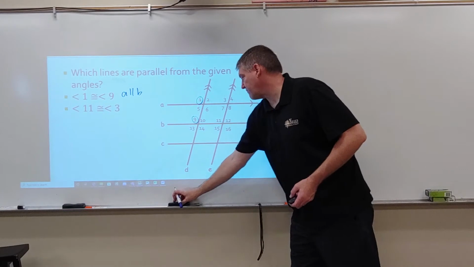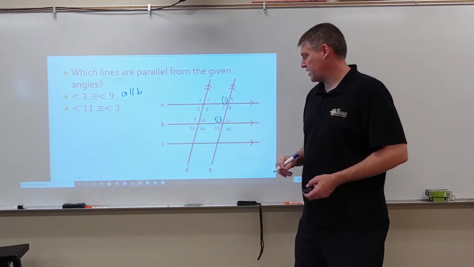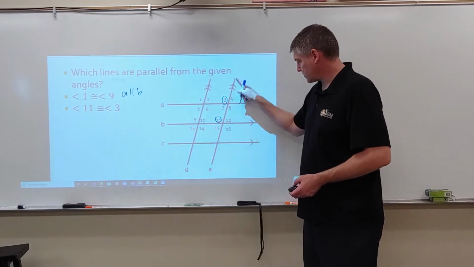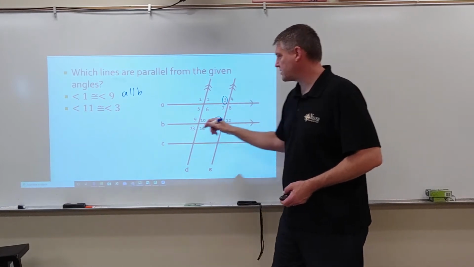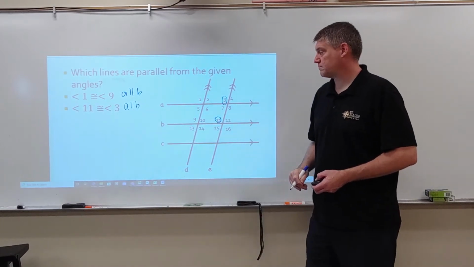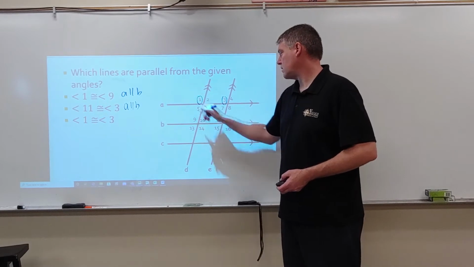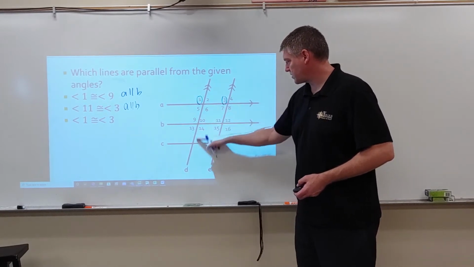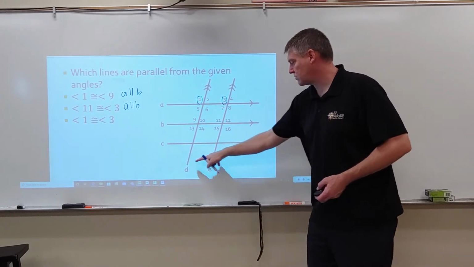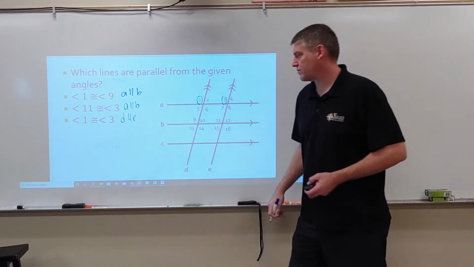What about 11 and 3? So here's 11 and 3. Once again, here's our transversal, here's our lines. So this is also A is parallel to B. 1 and 3. Okay, so now we're here. So here's my two lines, there's my transversal. So I have D is parallel to E.